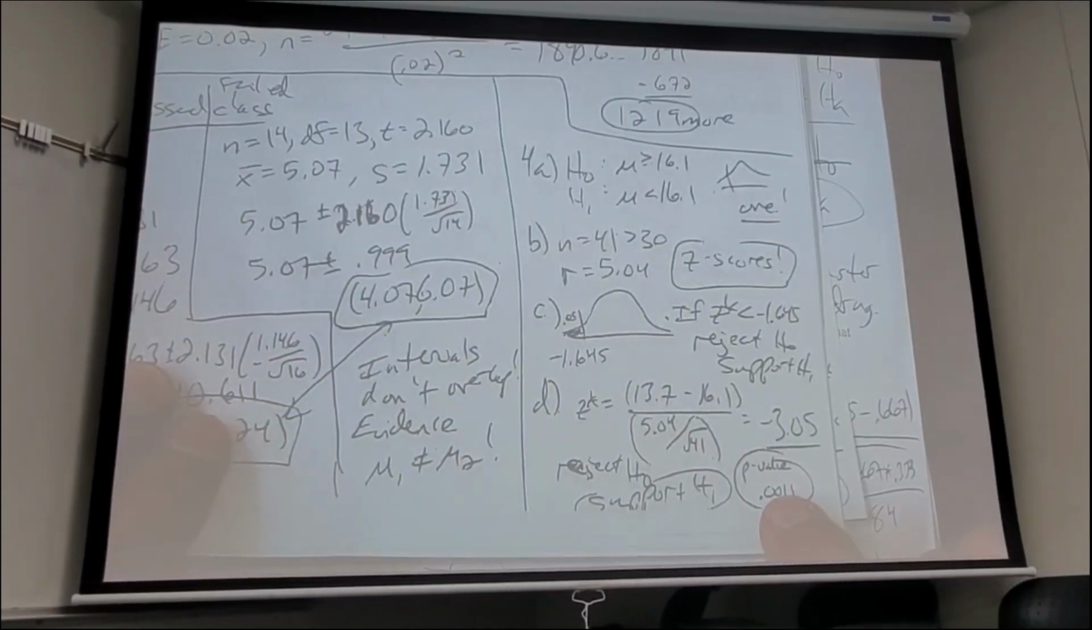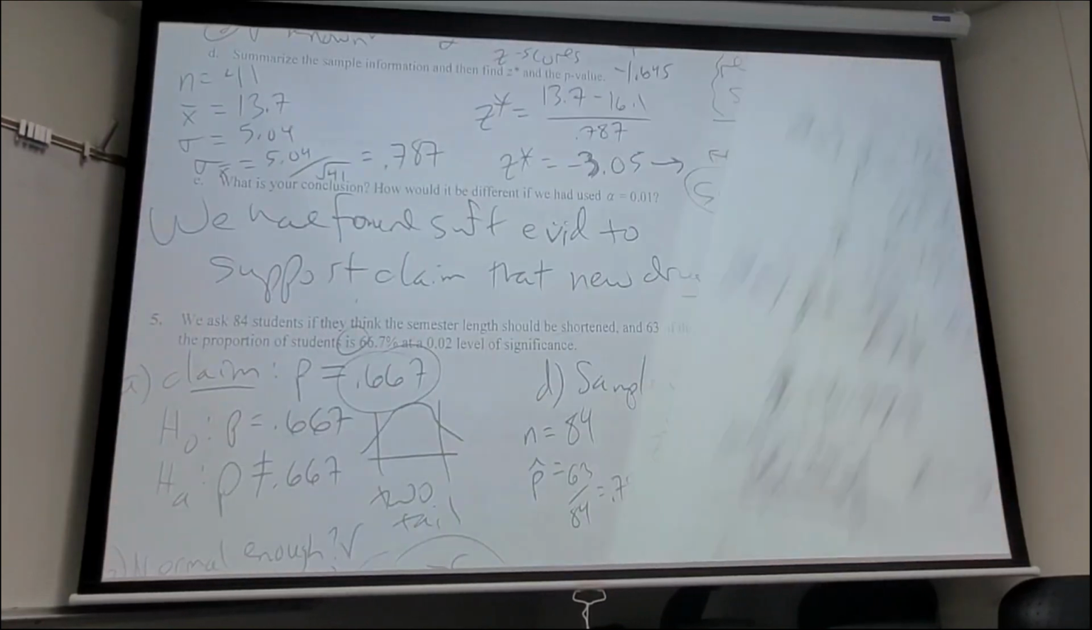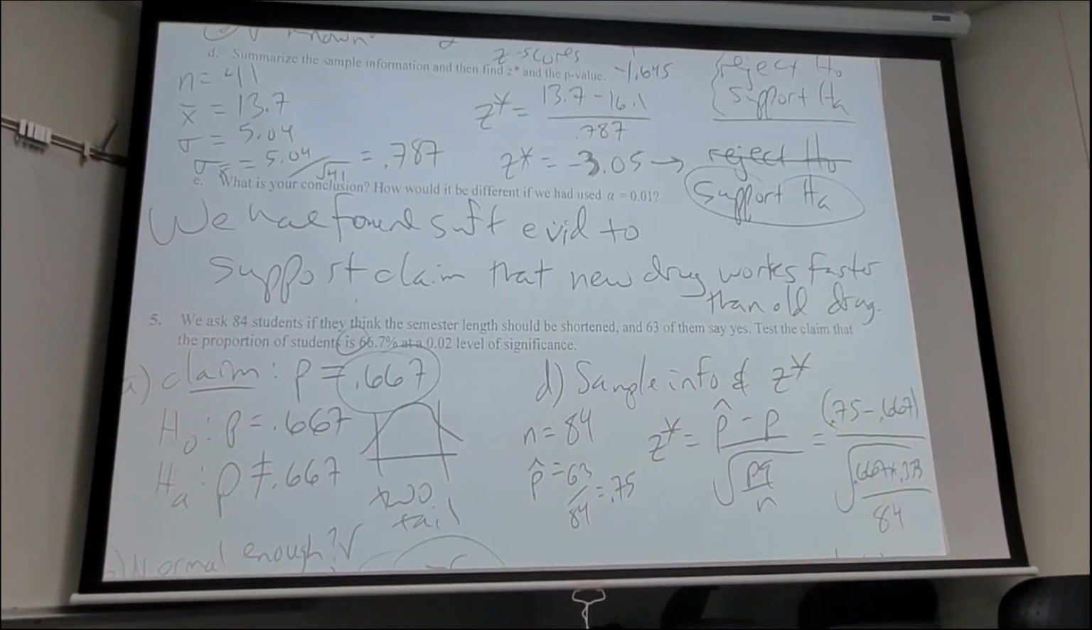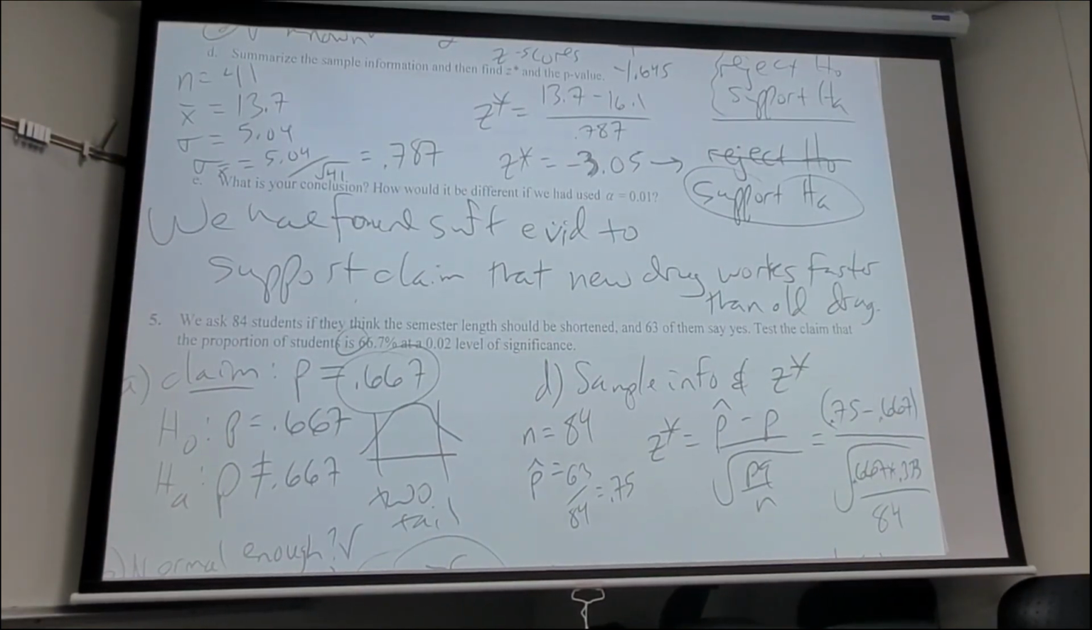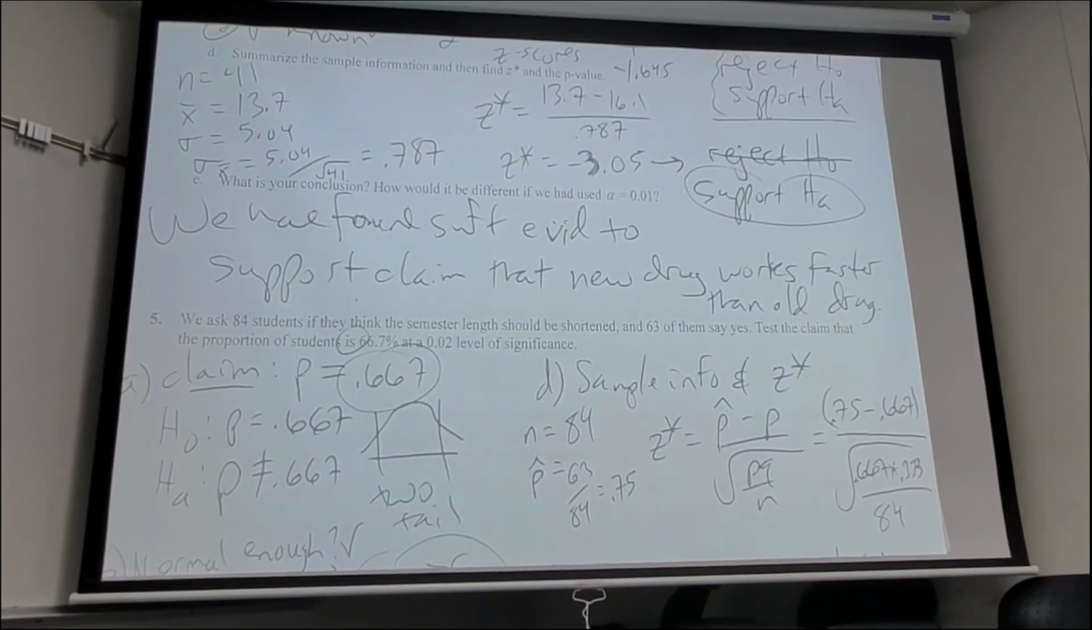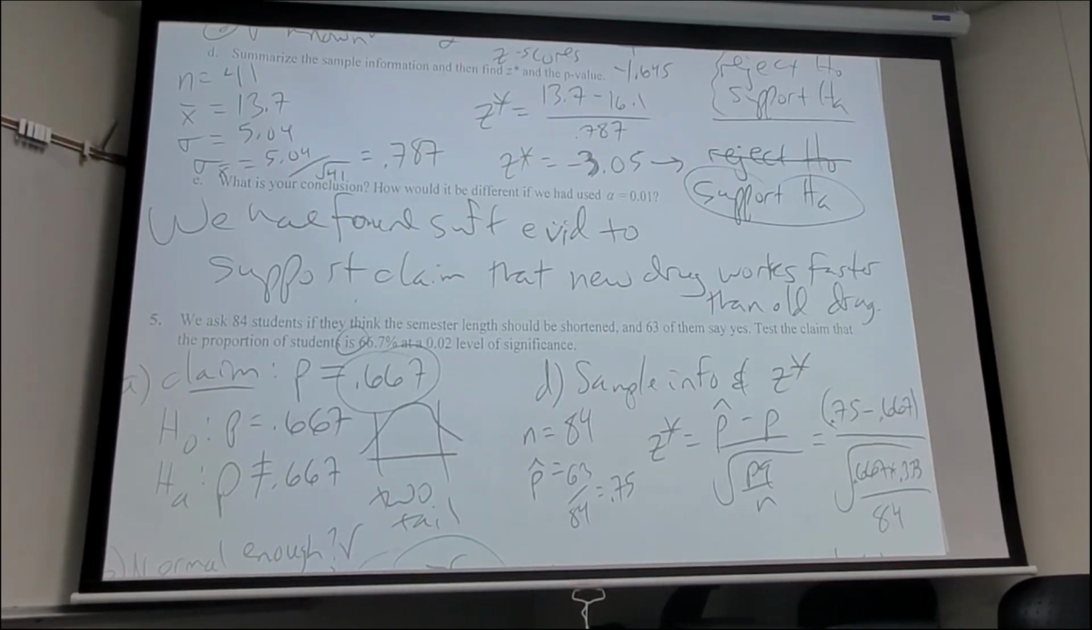Do we multiply by 2? Is this a two-tailed test? Oh, you're right. That's a good question though. Yeah, you only have to multiply by the number of tails. So if it's a one-tail test, you leave it alone. The two-tail test, you gotta double it.